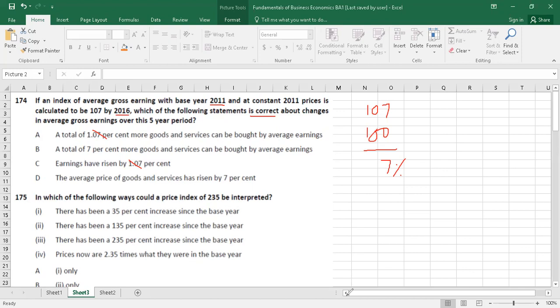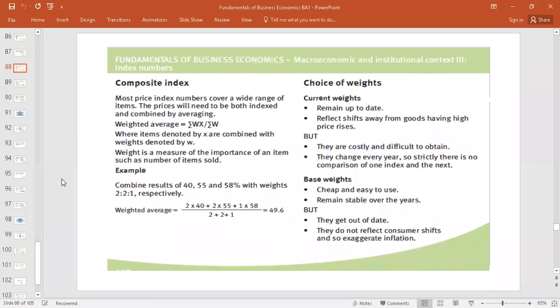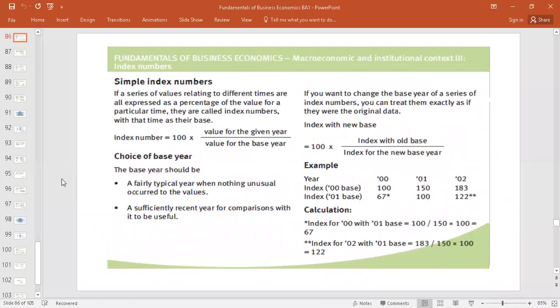Index numbers indicate that the prices have risen by a percentage. But there is one more important point given in this question. See, we talk about index numbers here. If a series of values related to different time periods are expressed as a percentage of the value of a particular time, they are called index numbers. So we take the price in the base year and compare the current year's prices to it, and then we ask what the percentage change in the value is.